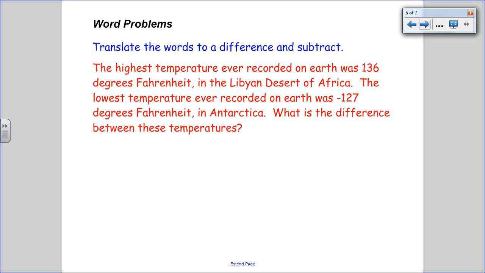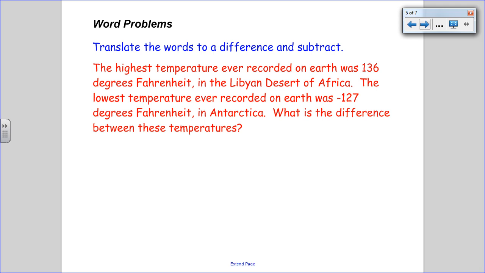Let's finish by returning to a similar word problem to the one we started with. And we can talk about how we can use these methods of subtraction by adding the opposite to solve a word problem like this one, or like the first one we looked at at the beginning of the lesson. The highest temperature ever recorded on Earth was 136 degrees Fahrenheit in the Libyan desert of Africa. The lowest temperature ever recorded on Earth was negative 127 degrees Fahrenheit in Antarctica. What's the difference between these temperatures? So once again, we see that that word difference means that we are going to need to do subtraction.